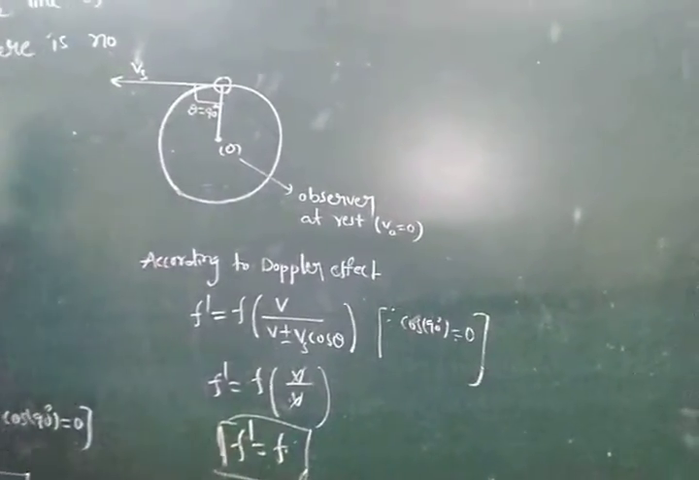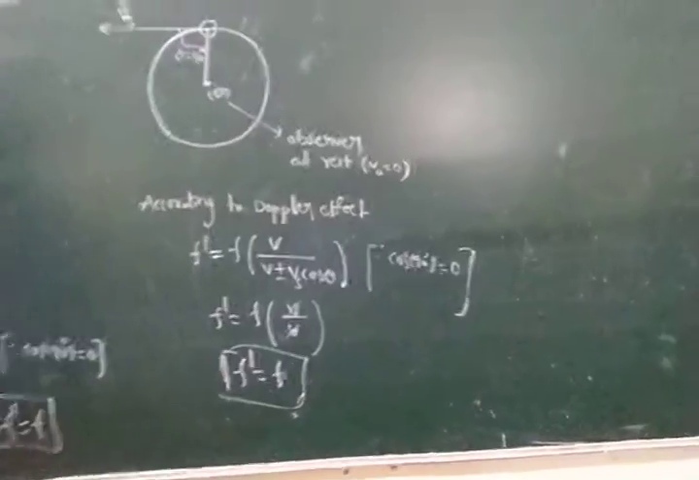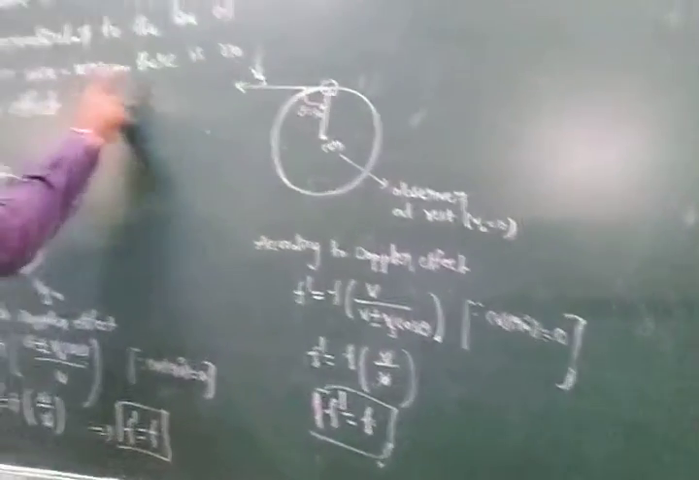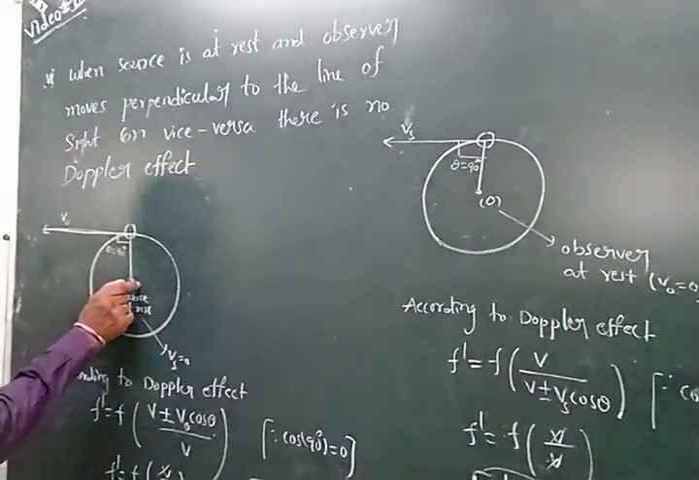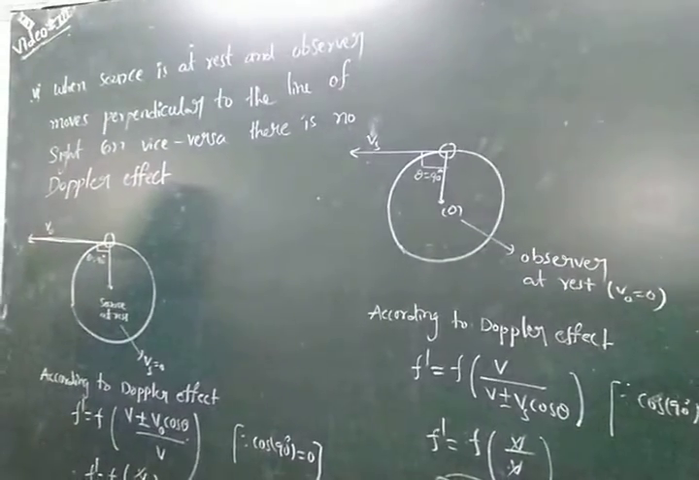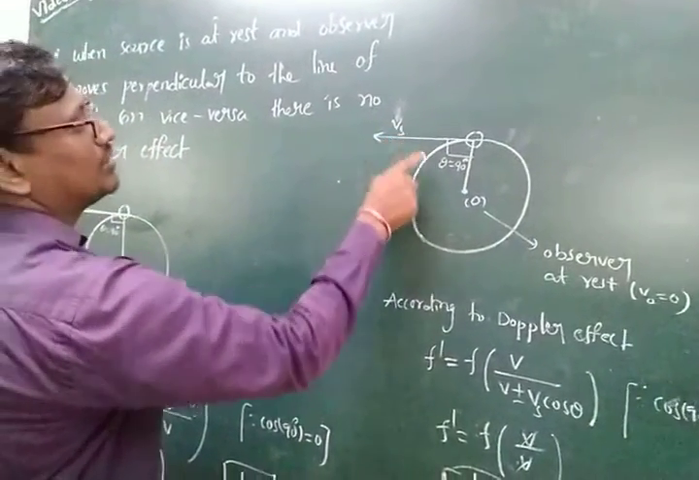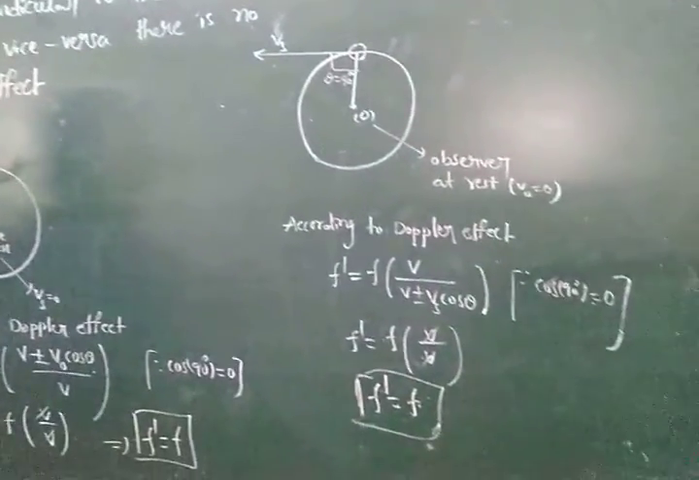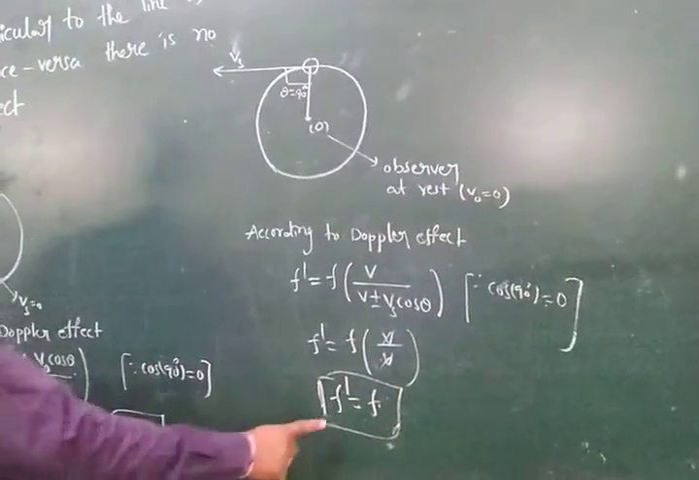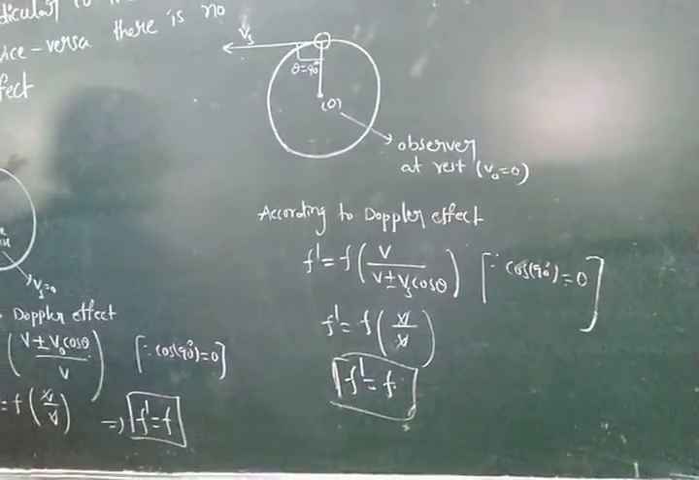Again here, the apparent change in the frequency is equal to the actual frequency. That means there is no Doppler effect. When the source is at rest, the observer can be moving perpendicular, or when the observer is at rest, the source can be moving perpendicular. In both conditions there is no Doppler effect because the actual frequency is equal to the apparent frequency.